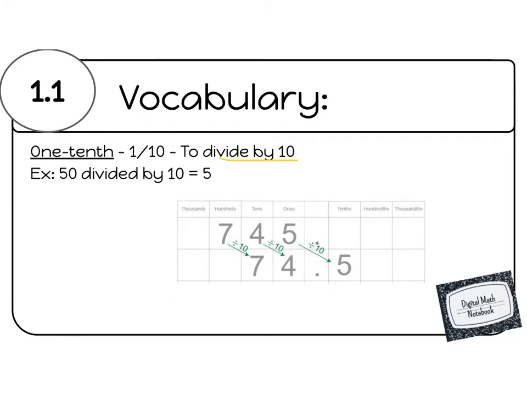So if we look at this example here, this 7 is in the hundreds place. And if I divide it by 10, that would be 700 divided by 10. We're going to move back a 0 instead of adding a 0. So that means that our answer is going to be 70. Please pause to write the vocabulary in your digital math notebook. You do not need to write the example picture, but you are welcome to.